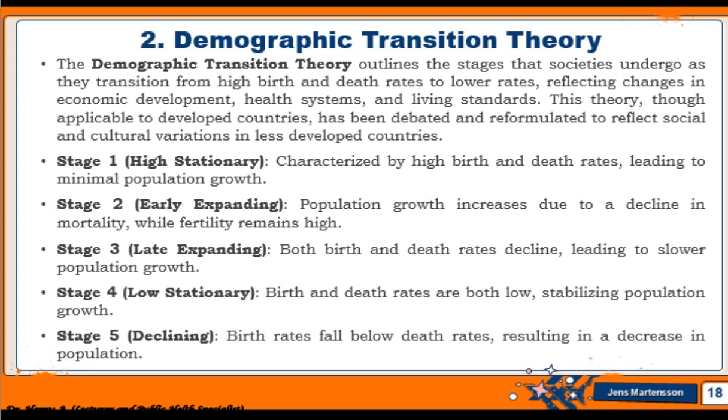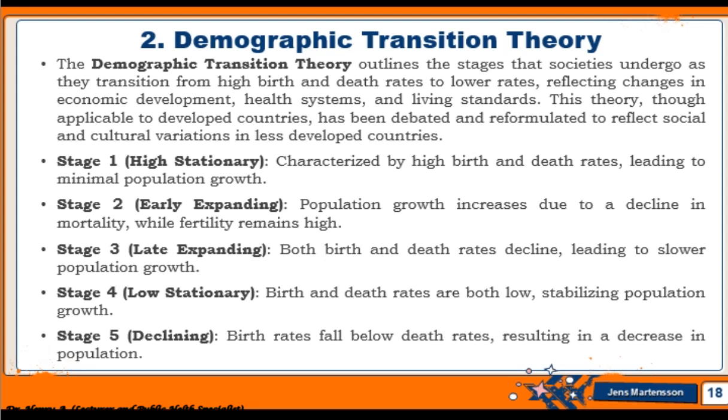Now you see this transition is typically observed in 4 or 5 stages. Each of them is marked by significant changes in societal factors, such as the living standard in that economy, the healthcare access in that economy, and the family structure. So we are going to look at it under 5 stages. Stage 1, high stationary, is characterized by high birth and death rates, and this leads to minimal population growth. As more babies are coming, they lose more too.